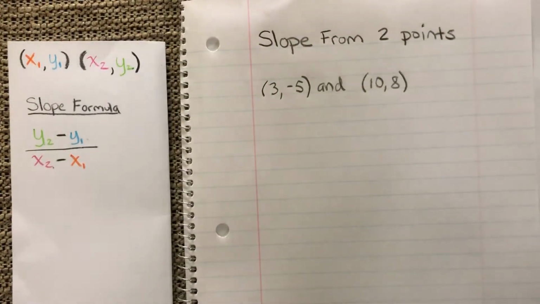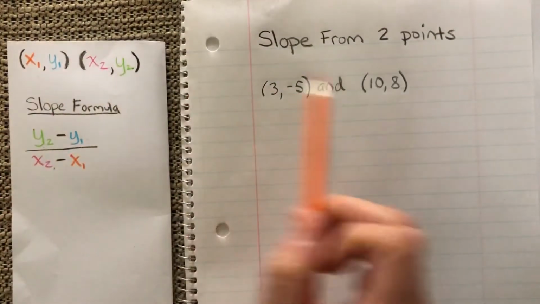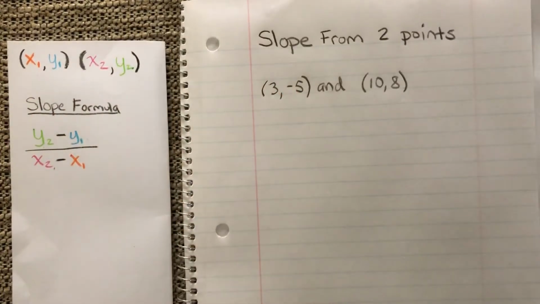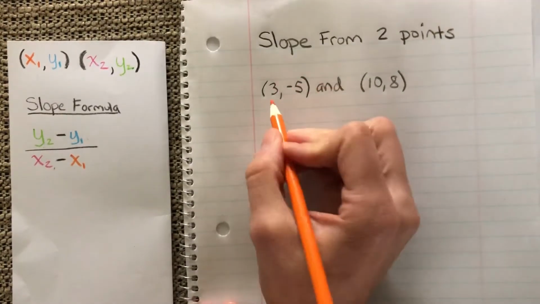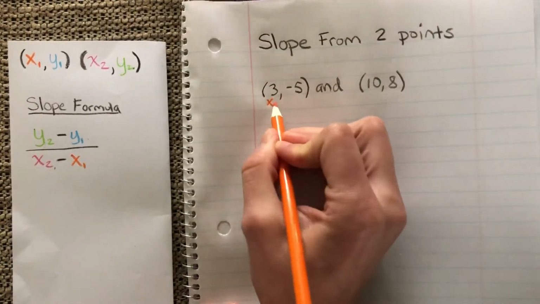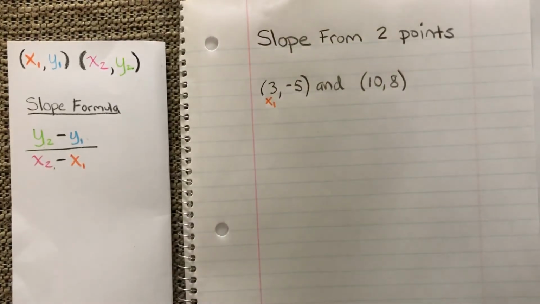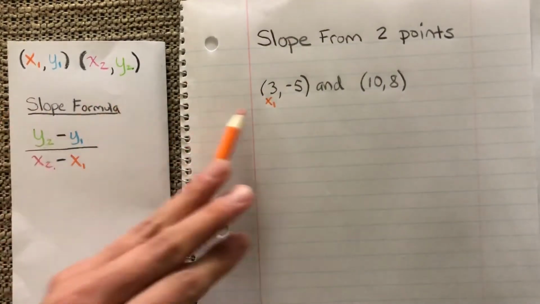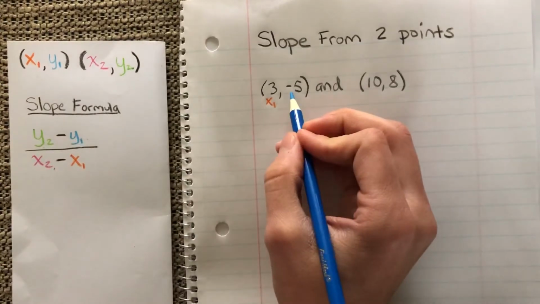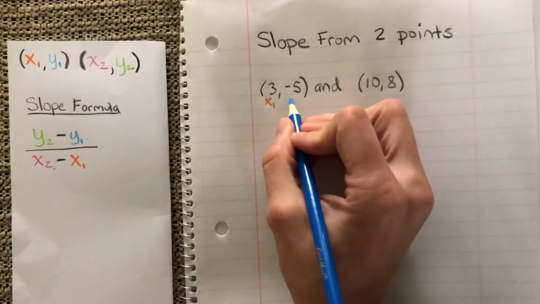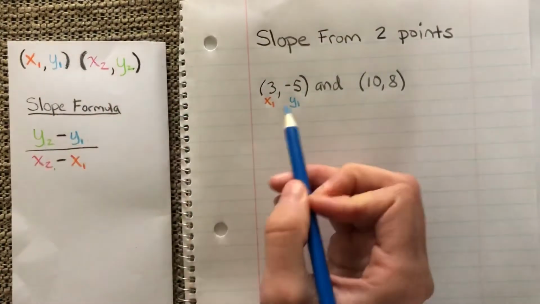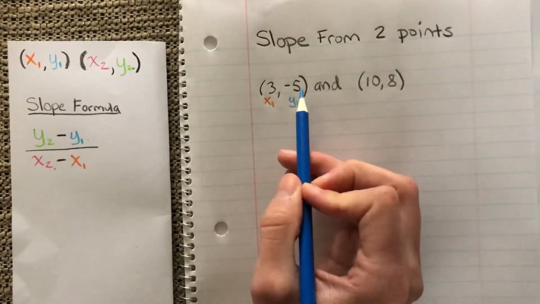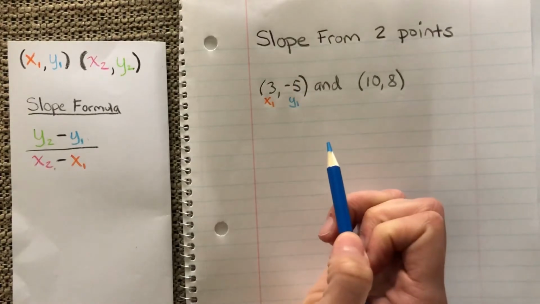So the very first thing we need to do is identify our values. So remember, each coordinate pair that I give you is going to consist of an x value and a y value. So the first number that we come across is representing our x1 value. It's in the x1 position. The second number that we come across in the first point will be our first y value. So this would be the y1 position. So the first x coordinate is 3, the first y coordinate is negative 5.